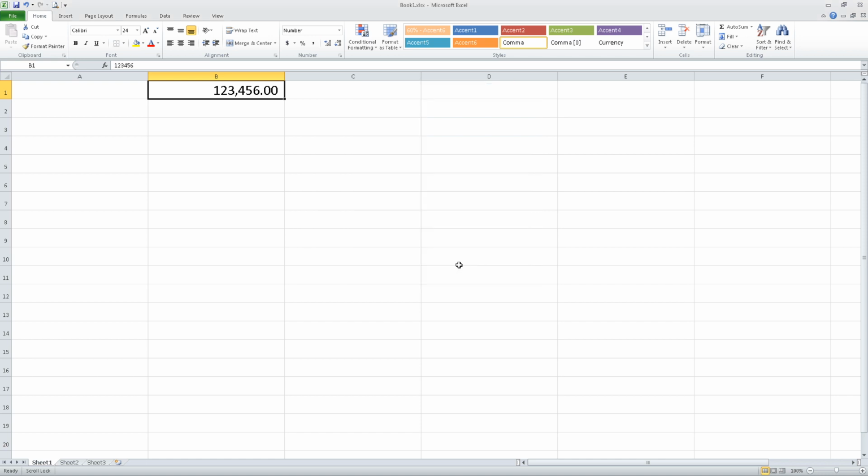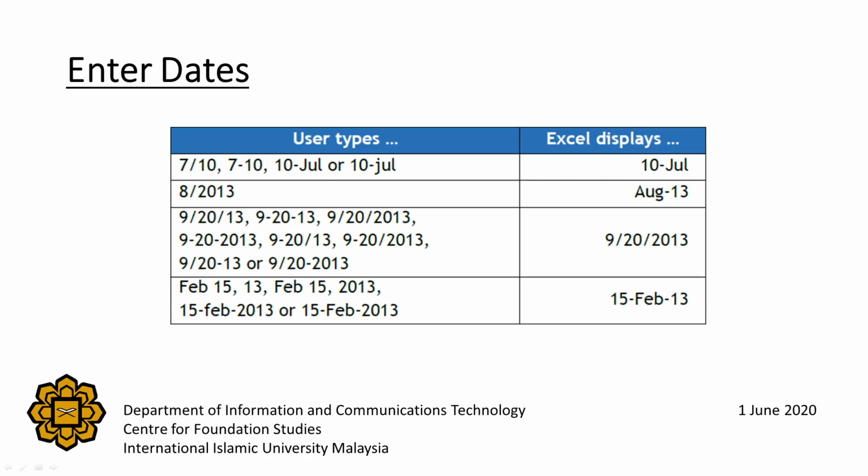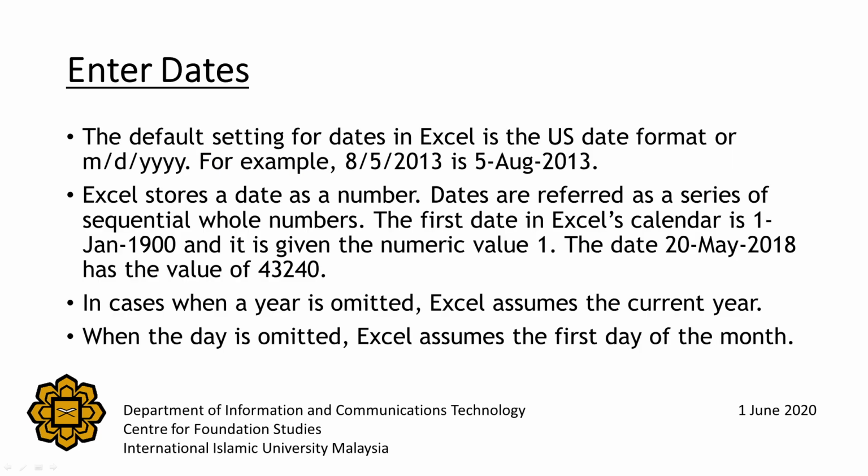All right, so now you can also enter dates inside Microsoft Excel. The important note when you want to enter dates is that the default setting for dates in Microsoft Excel is the US date format, which means month, day and year. For example, when you type 8/5/2013, we are actually referring to the 5th of August 2013, not the 8th of May 2013.